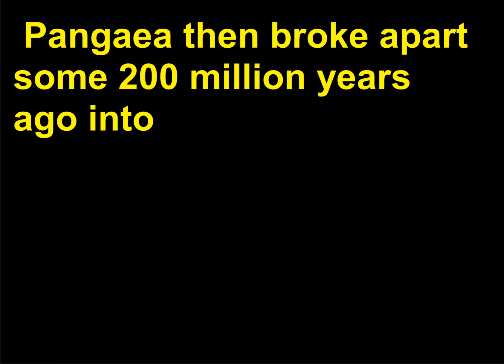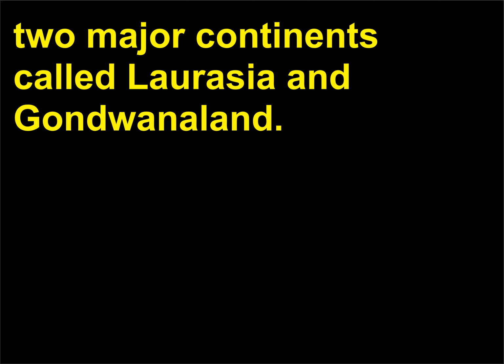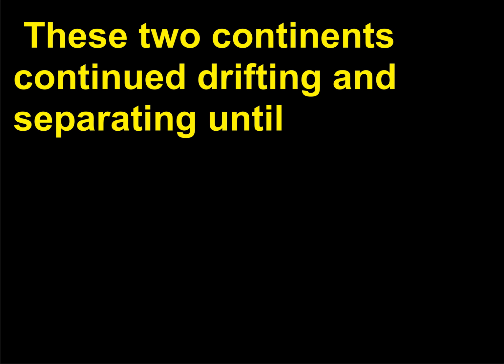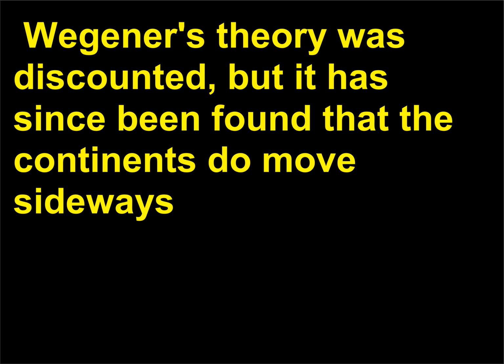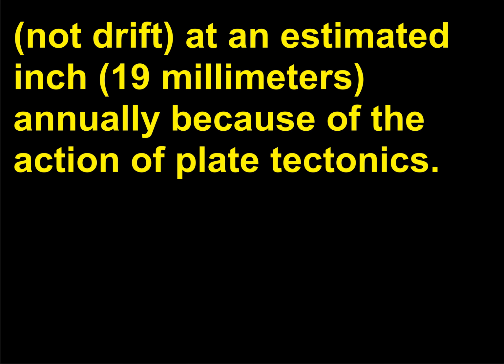Pangaea then broke apart some 200 million years ago into two major continents called Laurasia and Gondwanaland. These two continents continued drifting and separating until the continents evolved into their present shapes and positions. Wegener's theory was discounted, but it has since been found that the continents do move sideways, not drift, at an estimated inch, 19 millimeters, annually because of the action of plate tectonics.